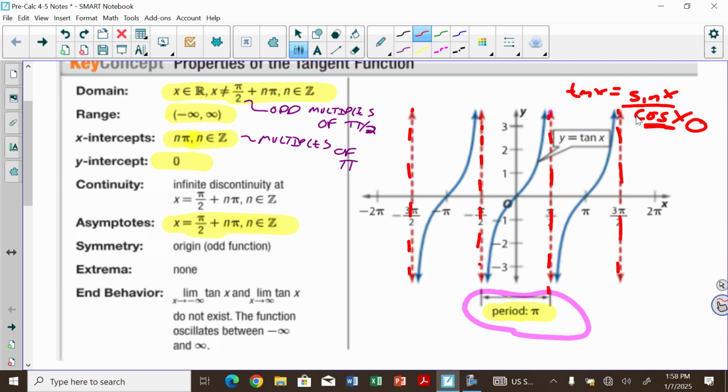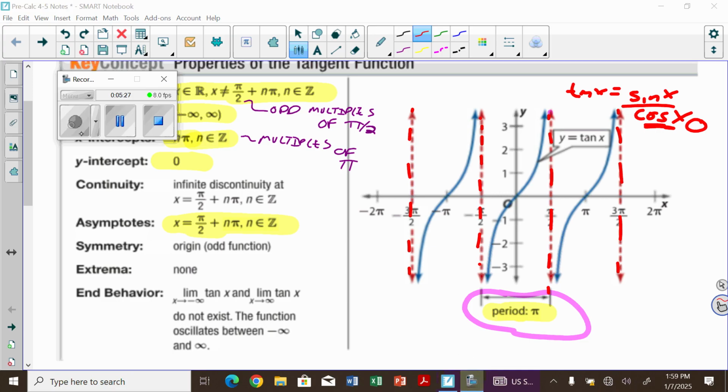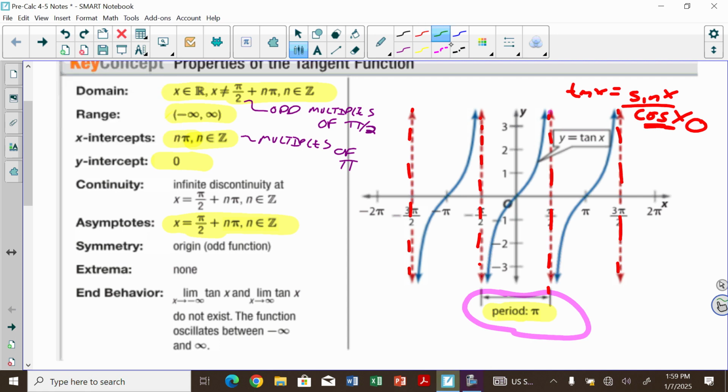The other thing to point out here, just to illustrate it, is if I put the cosine graph in here.